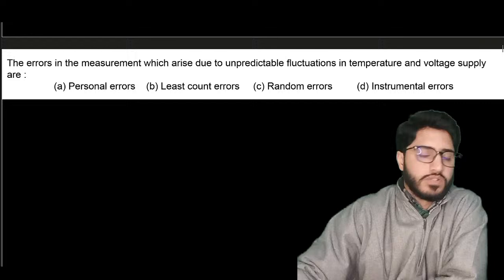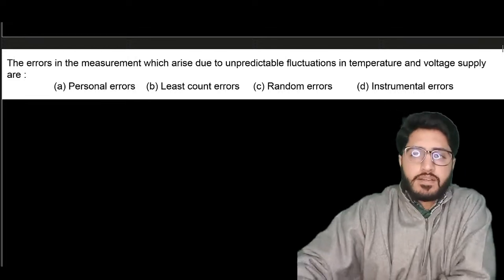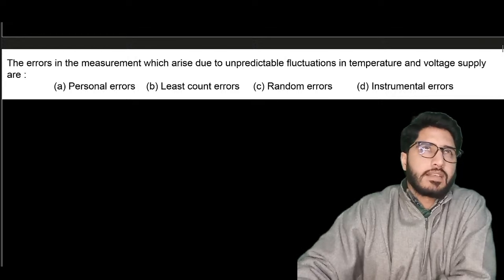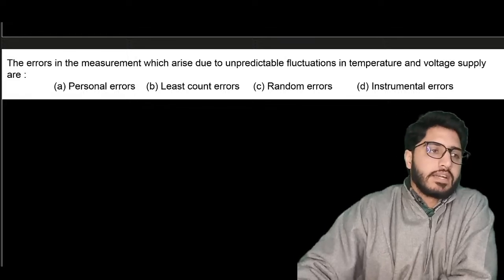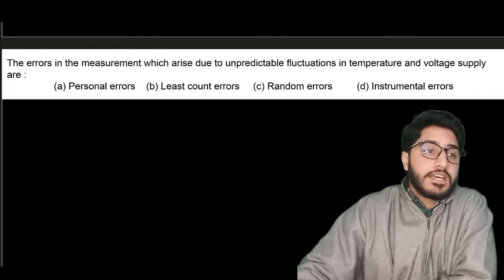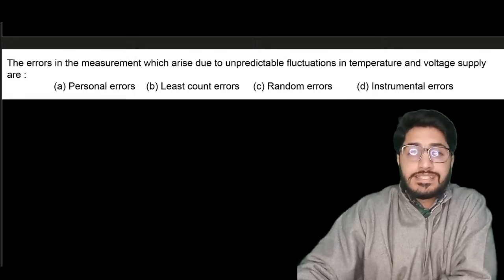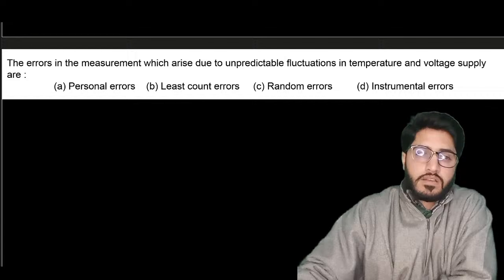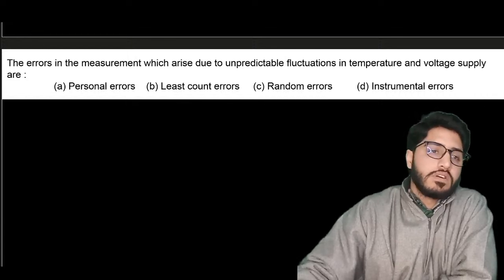Okay. So this one is my first numerical, and it was asked back in, I guess, 2020 NEET PYQ. This numerical is regarding the errors, right? It says that the errors in the measurement which arise due to the unpredictable fluctuations in temperature and voltage supply. So we have four options.